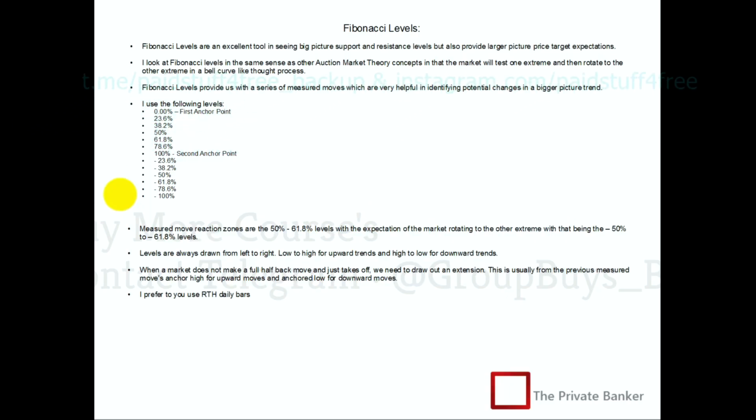This is usually from the previous measured move's anchor high for upward moves and anchor low for downward moves. And lastly, again, we're looking at larger perspective stuff, so I like to use the RTH daily bars for this. I think it provides us with the cleanest levels, and when we're drawing from all these fractal points and everything, it can become very subjective. I think it's really important to not fall into that and draw Fibonacci levels that really mean nothing by using these smaller time frame charts. I think you really need to use larger time frame references in the context of a top-down analysis approach.